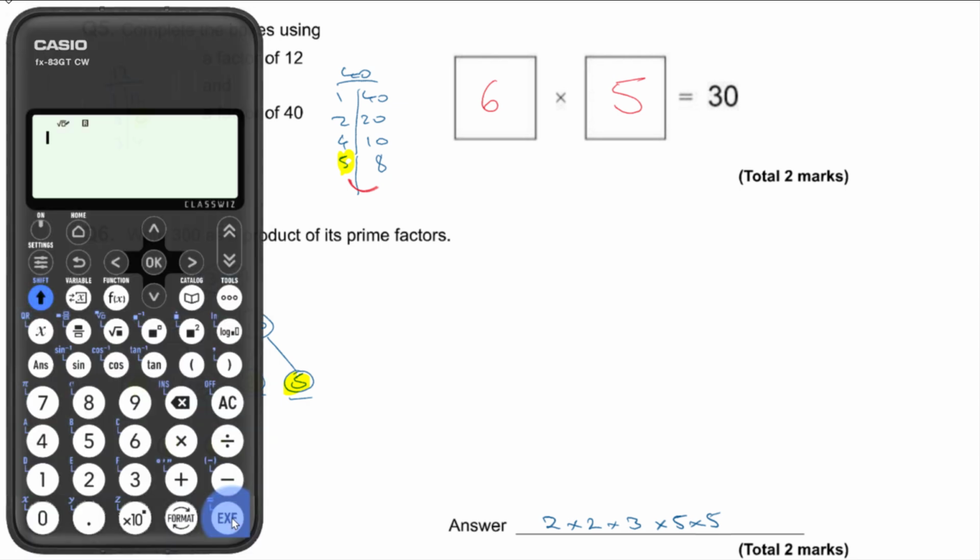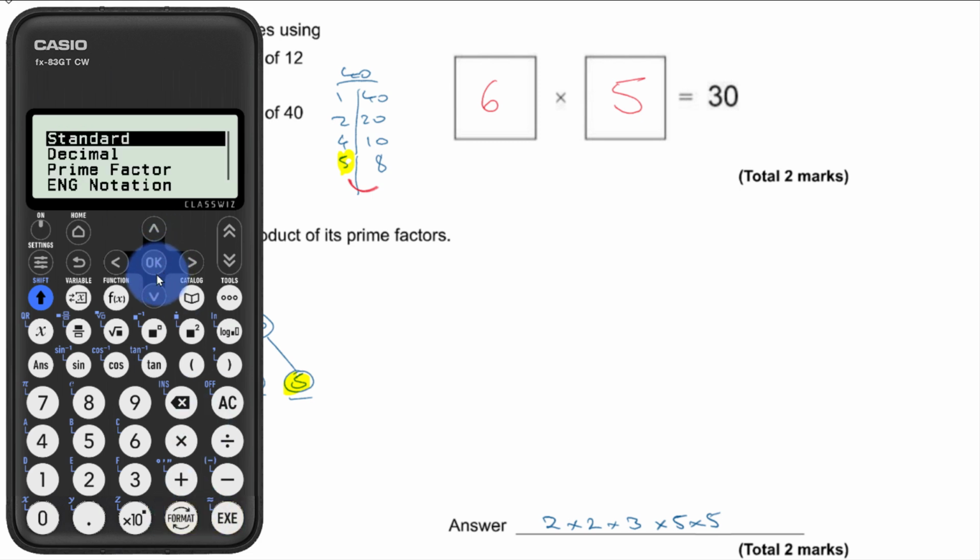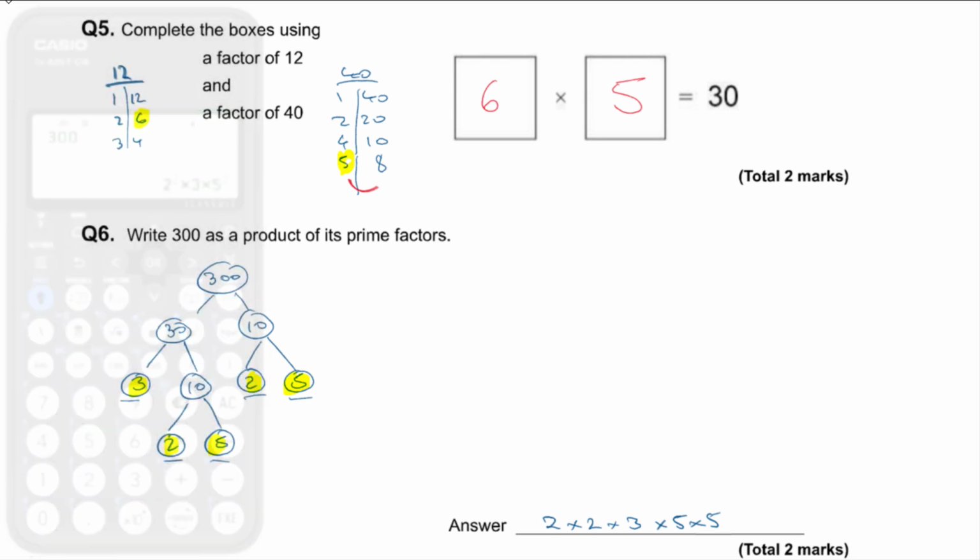But if you've got the newer Casio, which I have here, then you would go down and hit the format key and then go down the list and pick out the product of prime factor button, which is this one, and then it will write the number as a product of primes, and it's written down 2 squared times 3 times 5 squared. Now that's the index form, that's perfectly acceptable.